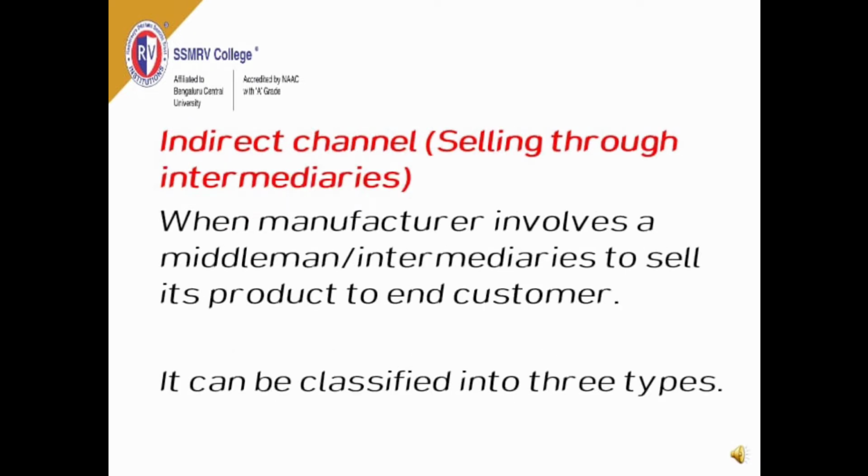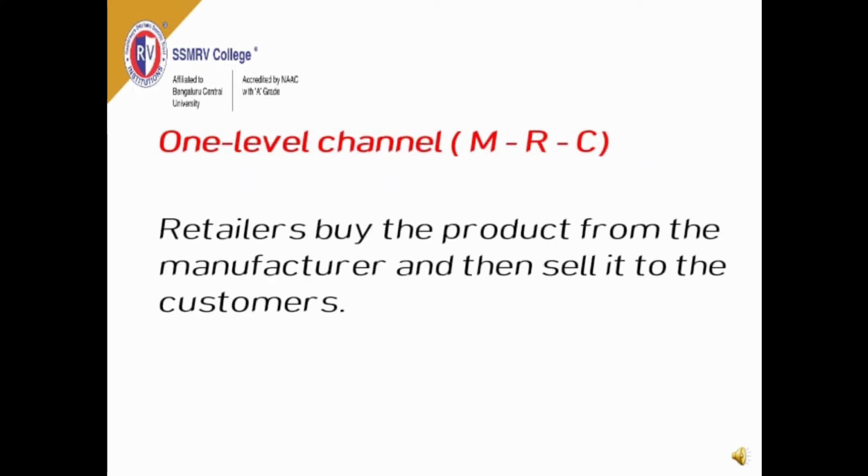Now, let us understand what is an indirect channel, that is, selling through intermediaries. This is when a manufacturer involves a middleman or intermediaries to sell its product to end customers. It can be classified into three types: one level channel, two level channel, three level channel.